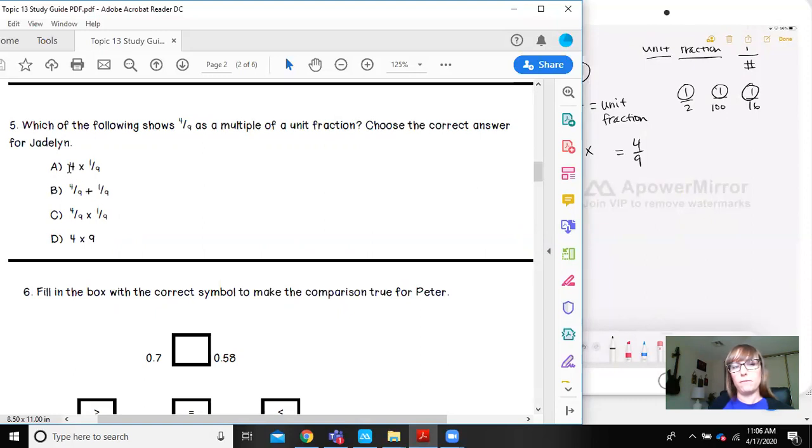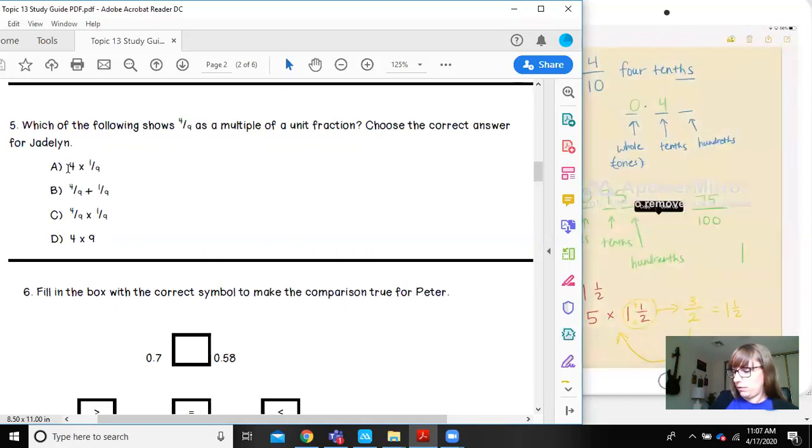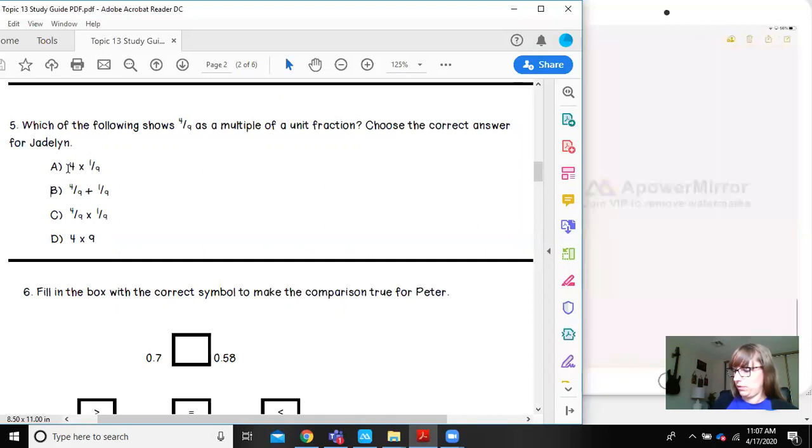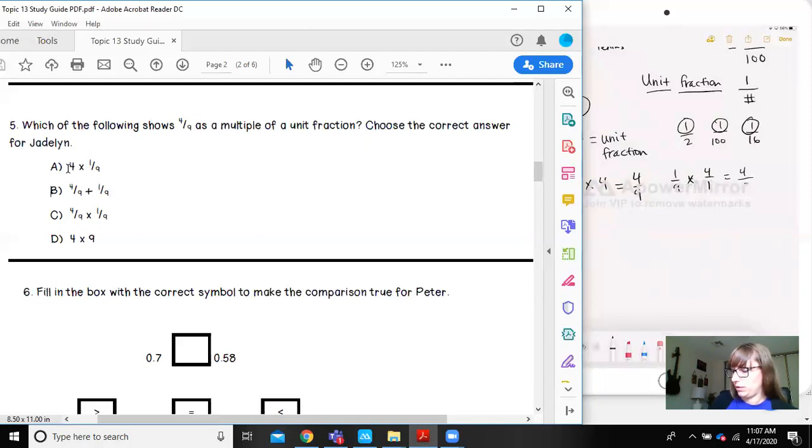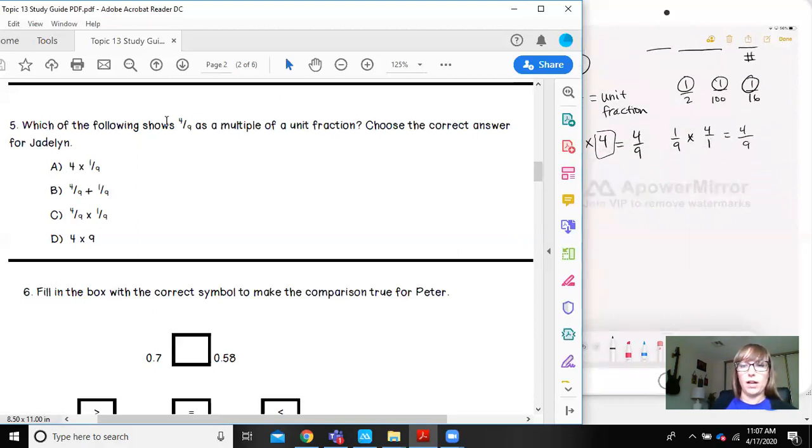Okay, so let's try these out. I know that if I have 4, I have to change that to 1/9 times 4 over 1. 1 times 4 is 4. 9 times 1 is 9. Oh, 4/9. Okay, so this may be our answer. But let's check the other ones. Okay, we decided that it's not B.